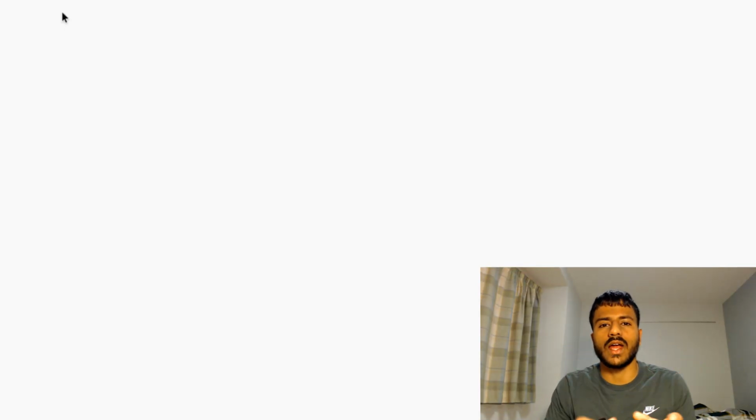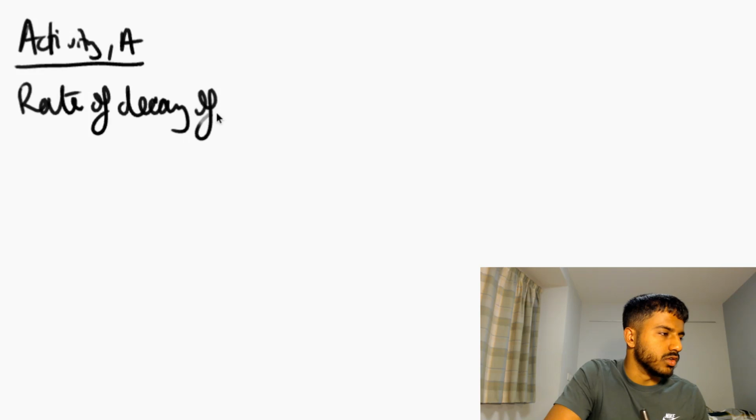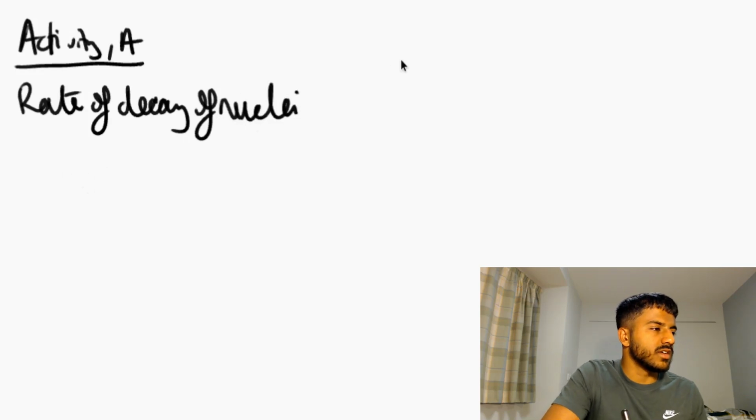So today we're going to be looking at how the number of nuclei varies with time due to decay. So the first term that we need to go over is what is activity. Now activity is the rate of decay of nuclei. So if we say that activity is A, that is equal to minus dN by dt.